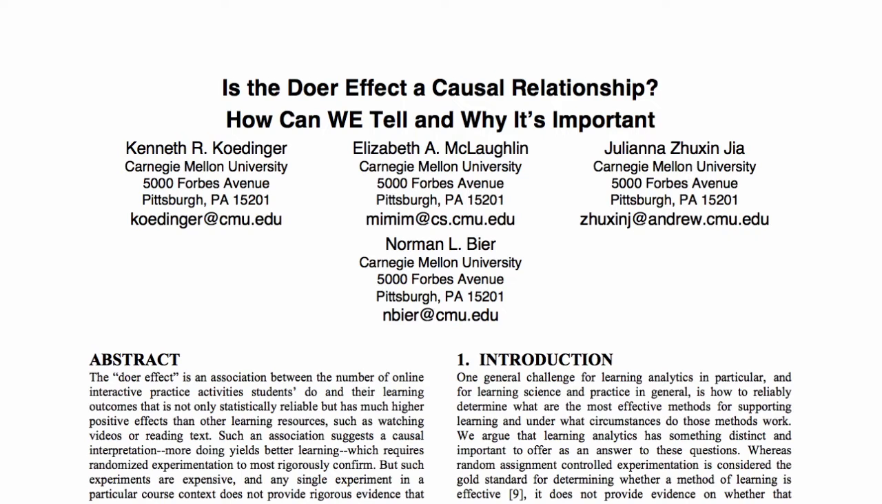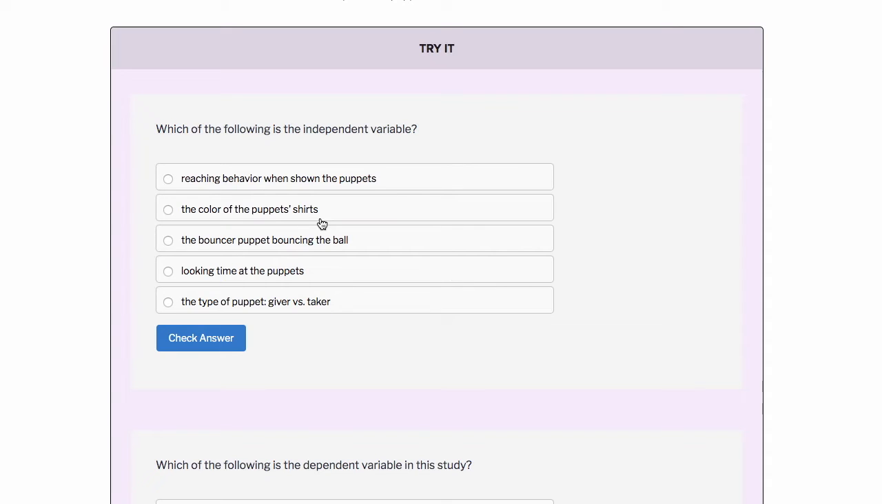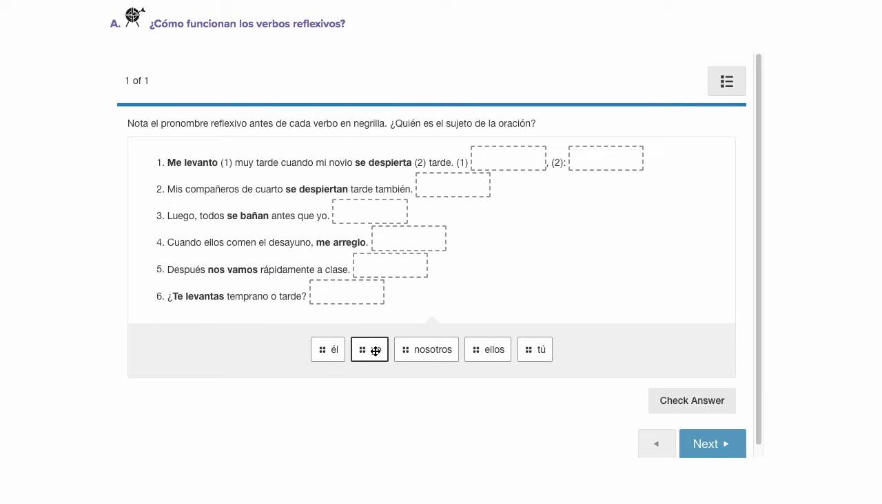A recent study at Carnegie Mellon showed that when students do the practice activities in their courses, the learning effect is about 6 times greater than when they just read the text or watch the videos. One of the things you'll notice when you start using Lumen courseware is that it has lots of opportunities for students to learn by doing.